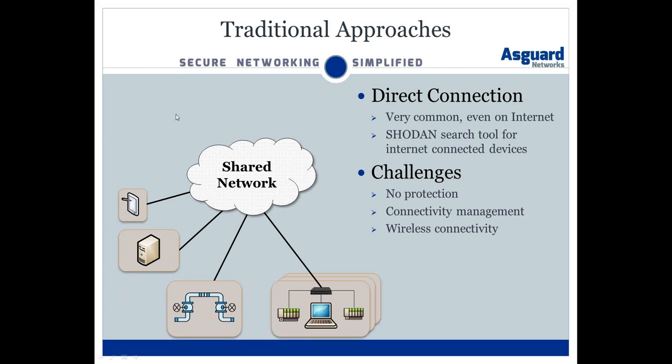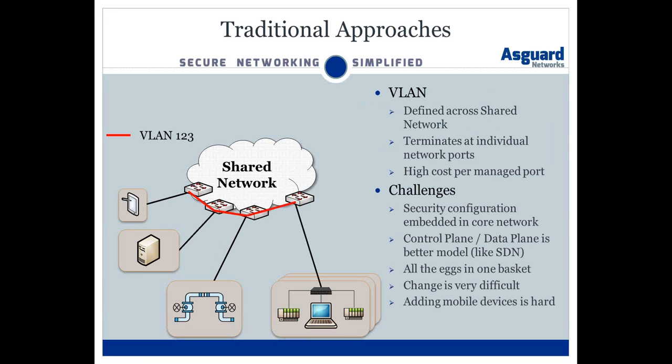A VLAN is a very common approach. I think we see this very often, to have a process VLAN on top of a corporate network. And the VLAN has to be defined across the shared network, terminating at individual network ports on the floor for which the equipment is plugged in. And it becomes a fairly high cost per managed port. And this VLAN is just one user of this shared network environment. What's happening here is that the security configuration is being pushed into the core network, embedded in the core network. And VLANing is a segregation mechanism to isolate traffic. It's often used as a security segmentation mechanism to prevent visibility into these networks, to try and provide some measure of integrity of these process networks.